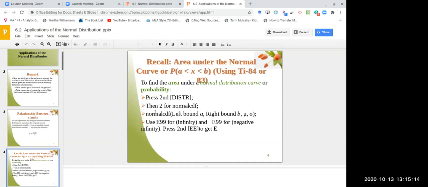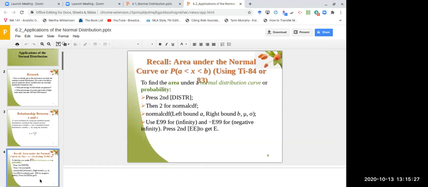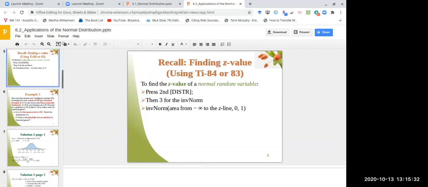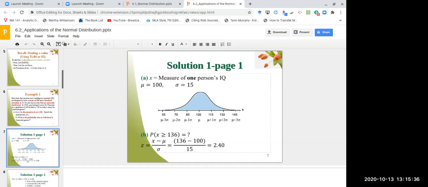Calculator instructions. Some of you have been asking. Here they are. The relationship between X and Z. Again, same formula as last section. More calculator instructions for finding areas under the curve. And then we have some examples.